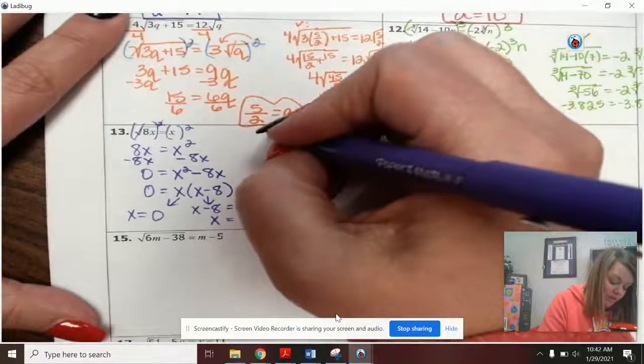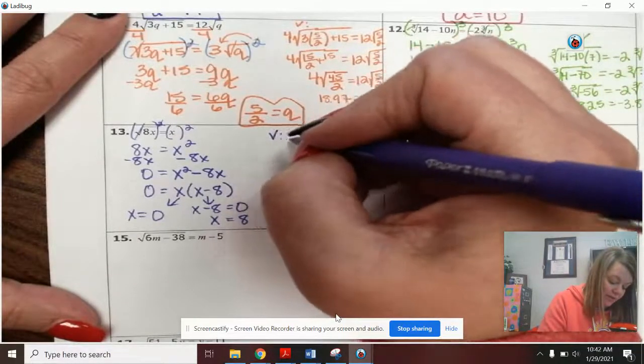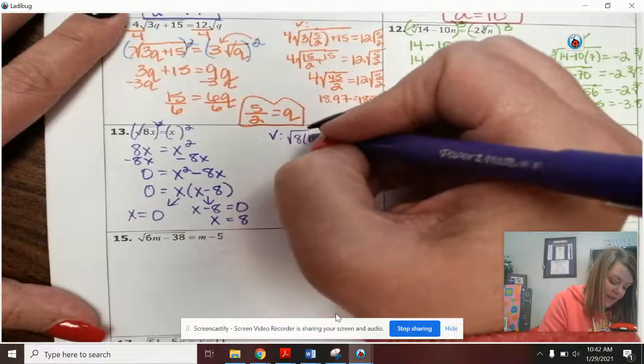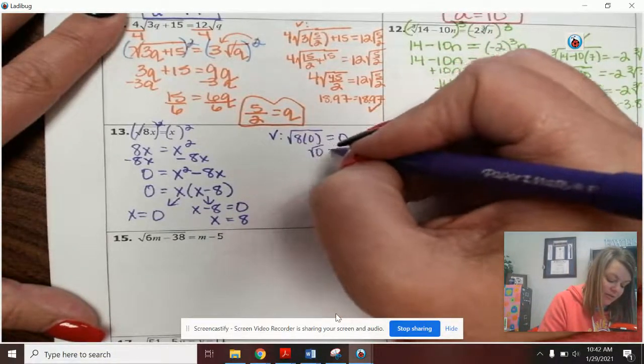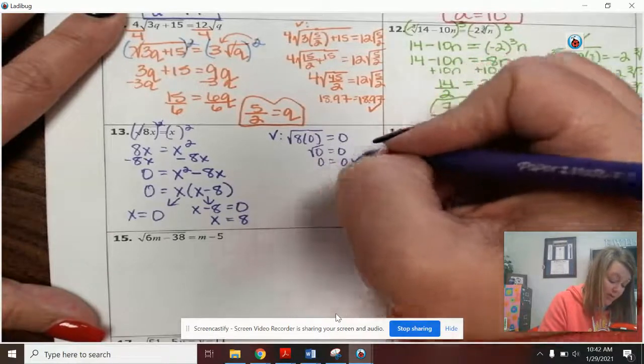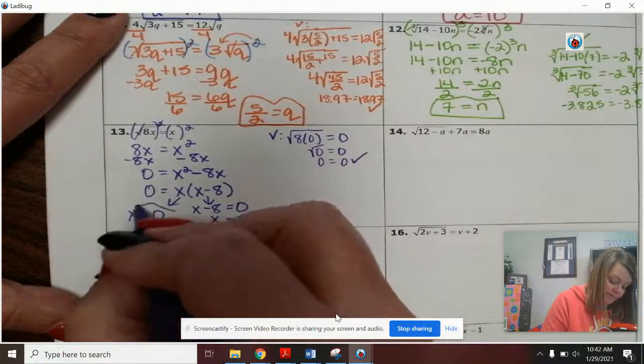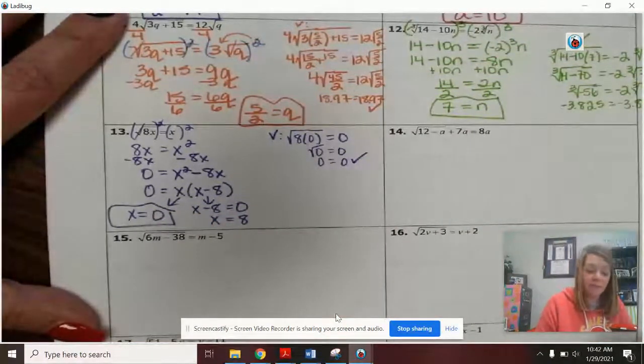So I'm going to check first the square root of 8 times 0 and see if that equals 0. Well, that's just the square root of 0 equals 0. And so that one does for sure work. So I'm going to go ahead and box that guy in.